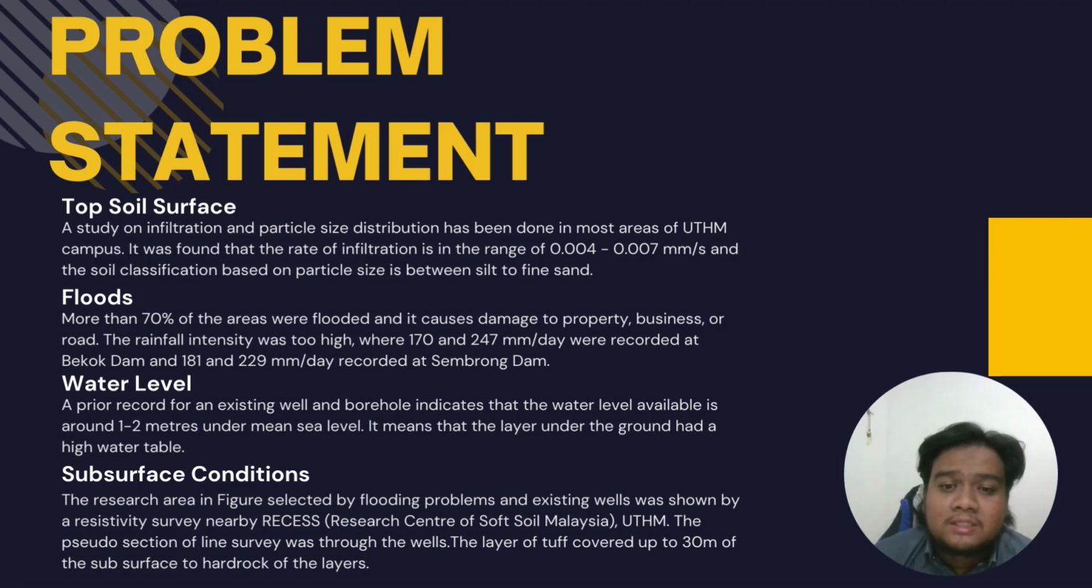The second one is flood. More than 70% of the areas were flooded and it caused damage to property, business or road. The rainfall intensity was too high, where 170 and 247 millimeters per day were recorded at Bekok Dam and 181 and 229 millimeters per day recorded at Semberong Dam.